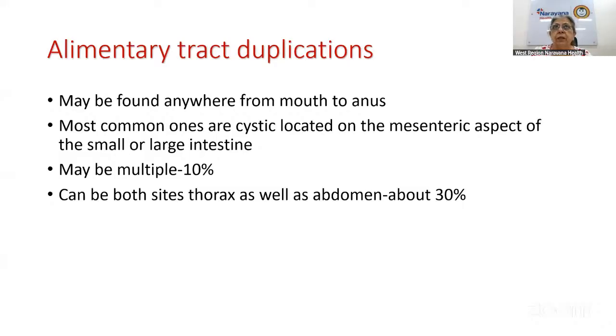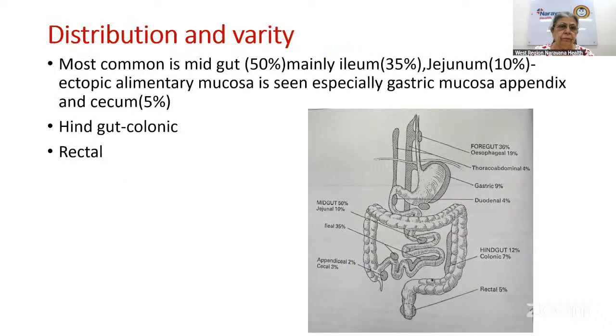It can be present in the thorax also, in the abdomen also. This is about in 30% of the cases. So whenever you have treated a child with esophageal duplication, he or she comes with another abdominal symptoms or signs, then please think about the duplication first.